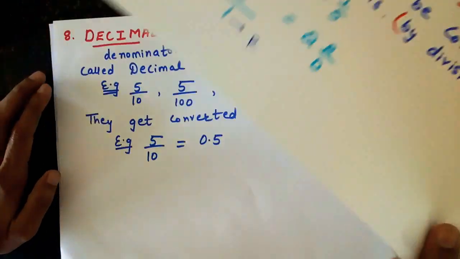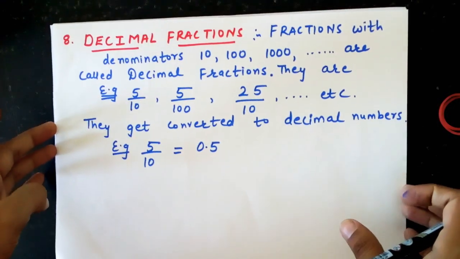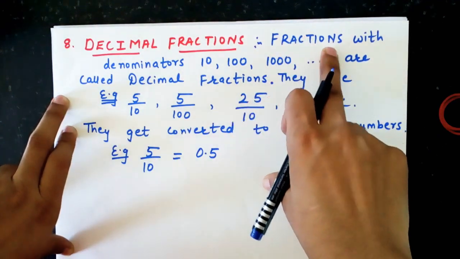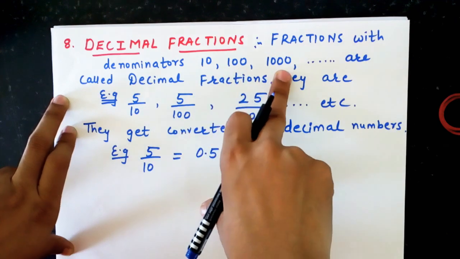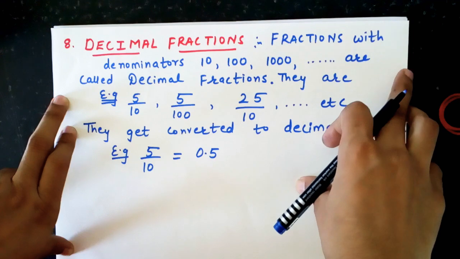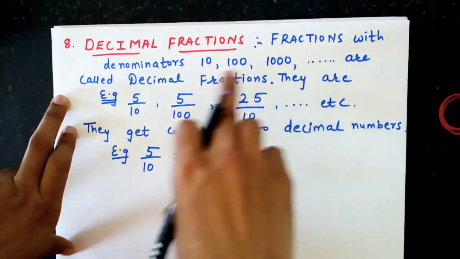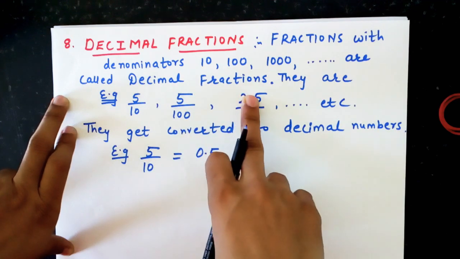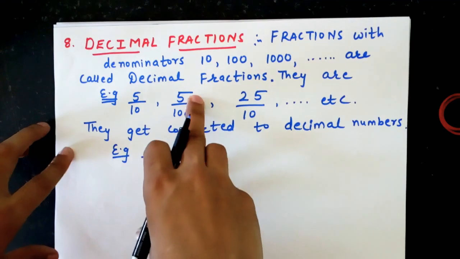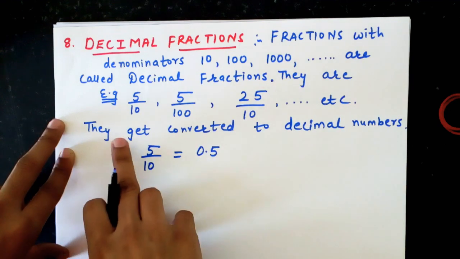Now the last fraction, that is the decimal fraction. Now we will talk about decimal fractions. Decimal fractions means fractions with denominators 10, 100, 1000. If the denominators are 10, 100, 1000, 10,000 and so on, they are called decimal fractions. You can take examples. There are certain examples I have taken: 5 upon 10, 5 upon 100, or 25 by 10. You can take your own examples also.